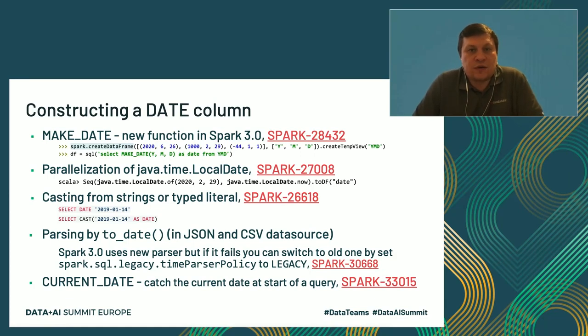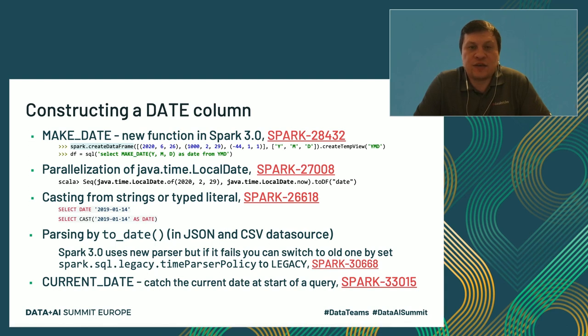Let's talk about constructing dates. In Spark version 3, we added a new function called makeDate. For now, this function is available only in Spark SQL, but in the future we will add it to other APIs as well. This function takes three columns of int type. If a column doesn't have int type, Spark will try to cast these columns to the required type.